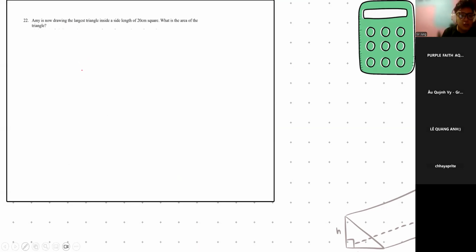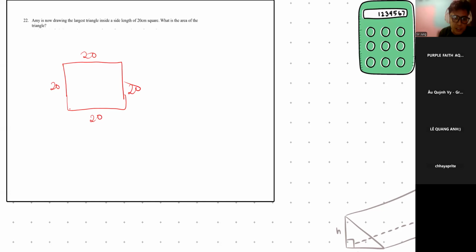So we have a square. Okay. With side length 20, 20, 20, 20. So we need to draw the largest triangle. So how do we solve, or how do we draw a largest triangle? So simply divide it by 2 diagonally.